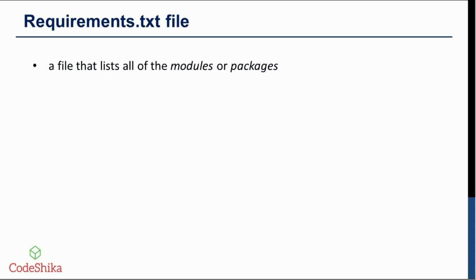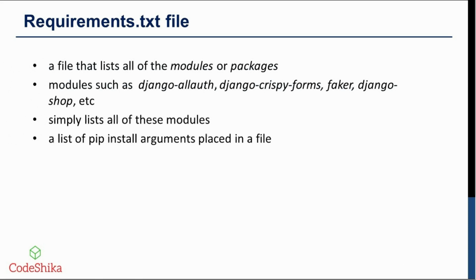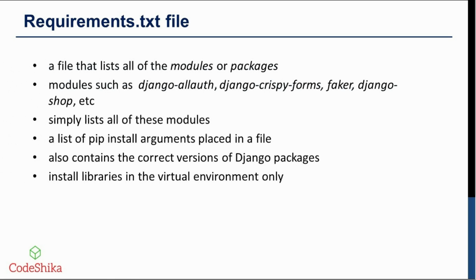First we will see what a requirements.txt file is in Django. A requirements.txt file is a file that lists all of the modules or packages needed for the Django project to work. These are all the modules such as Django Allauth, Django Crispy Forms, Faker, Django Shop, etc. that the Django project needs to work. A requirements.txt file simply lists all of these modules. It is just a list of pip install arguments placed in a file. It also contains the correct version of Django packages required to run the project.